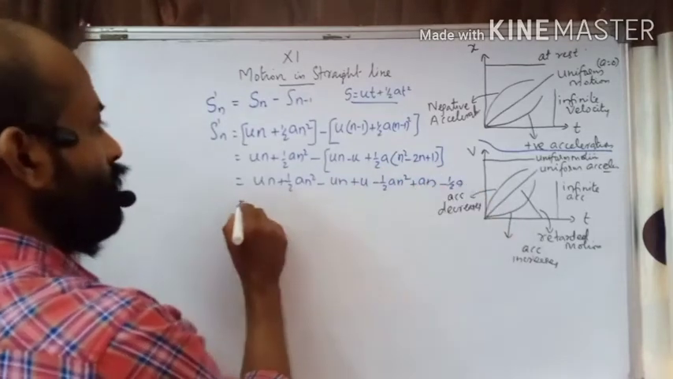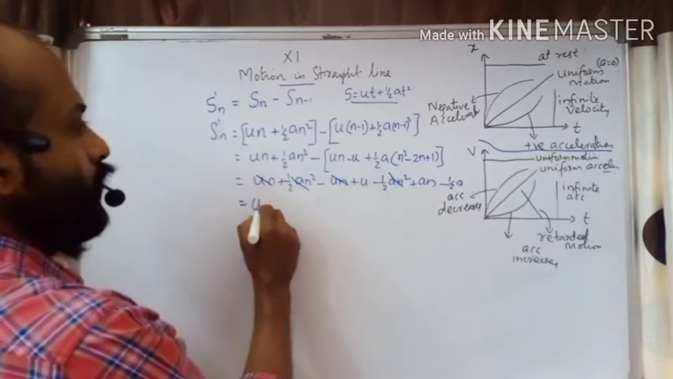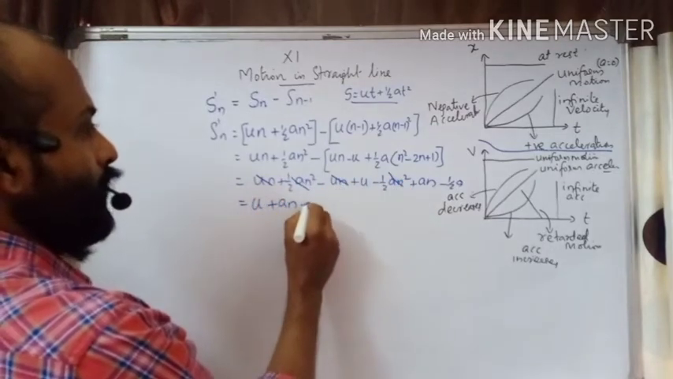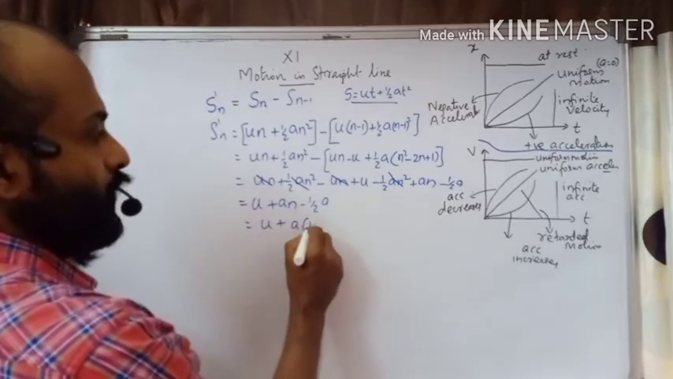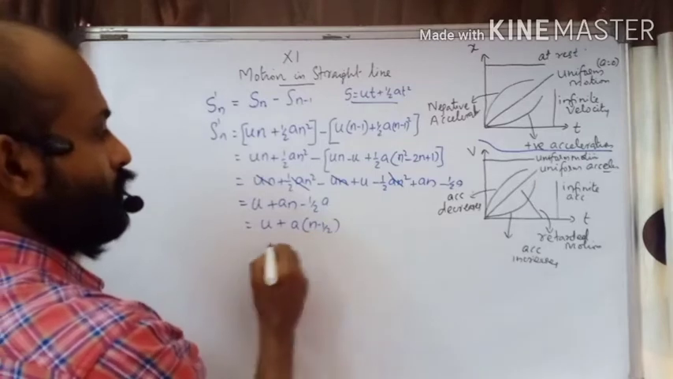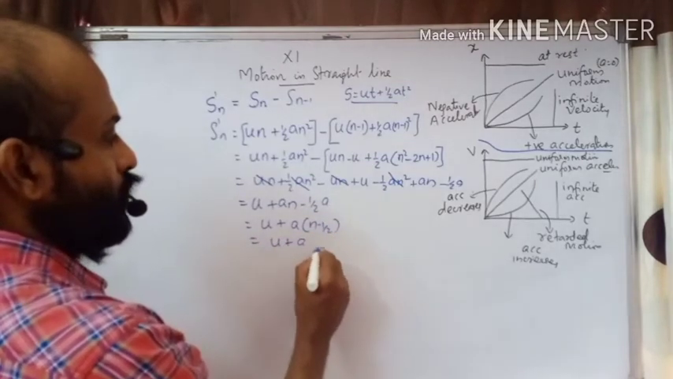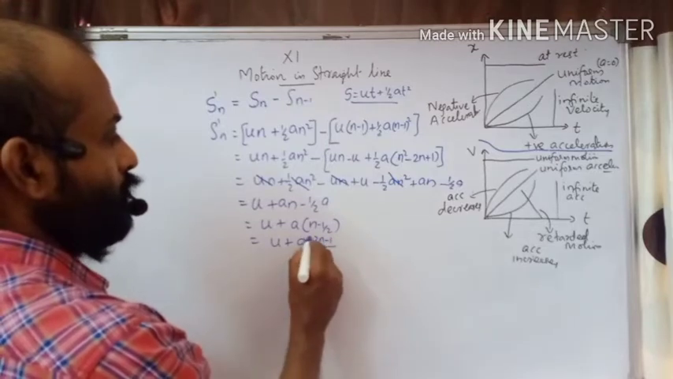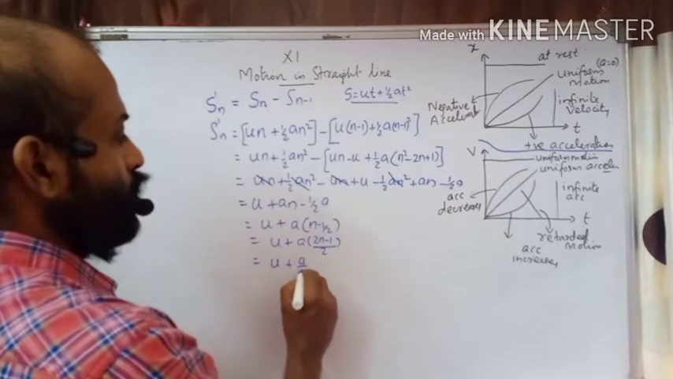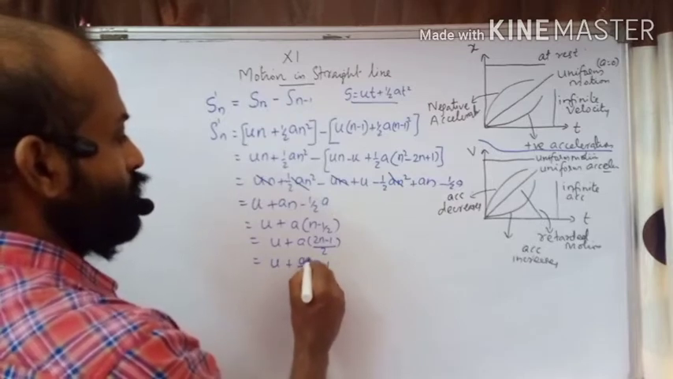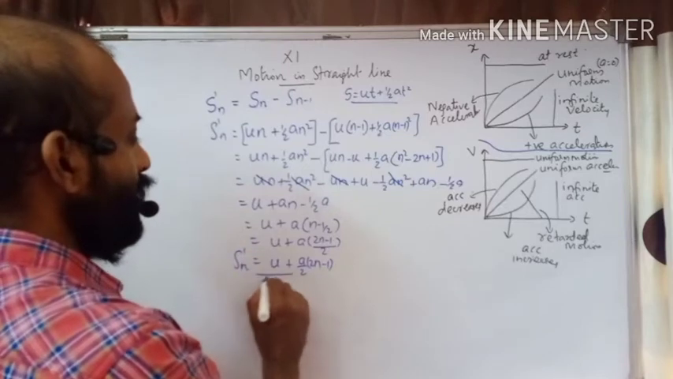We will simplify further. Un cancels, half a n square cancels. What is the remaining term? u plus an minus half a. That is u plus a into n minus half. Or u plus a by 2 into 2n minus 1. So S dash n is equal to u plus a by 2 into 2n minus 1. This is the equation for distance traveled in nth second.